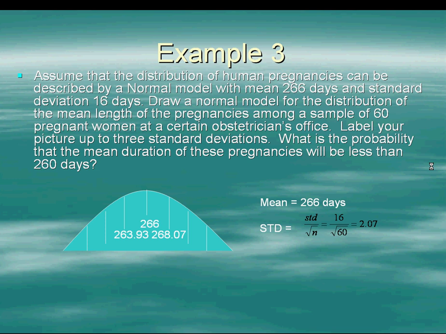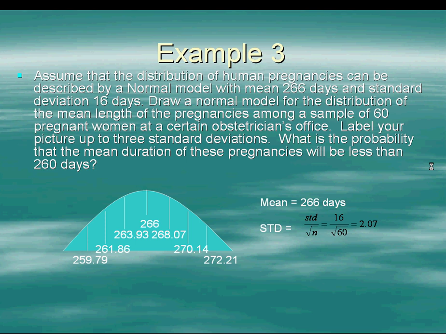We've captured 68% of our data in that interval. If we go out a second standard deviation, we are at 261.86 days on the low end and 270.14 days on the high end. We've captured 95% of our data in that interval. Going out one more standard deviation, we are at 259.79 days on the low end and 279.21 days on the high end. We've captured 99.7% of the data in that interval.